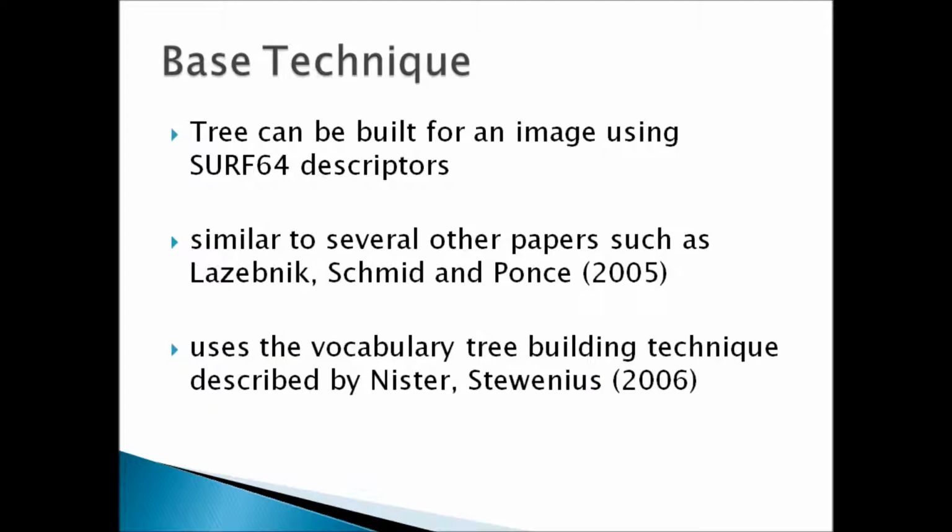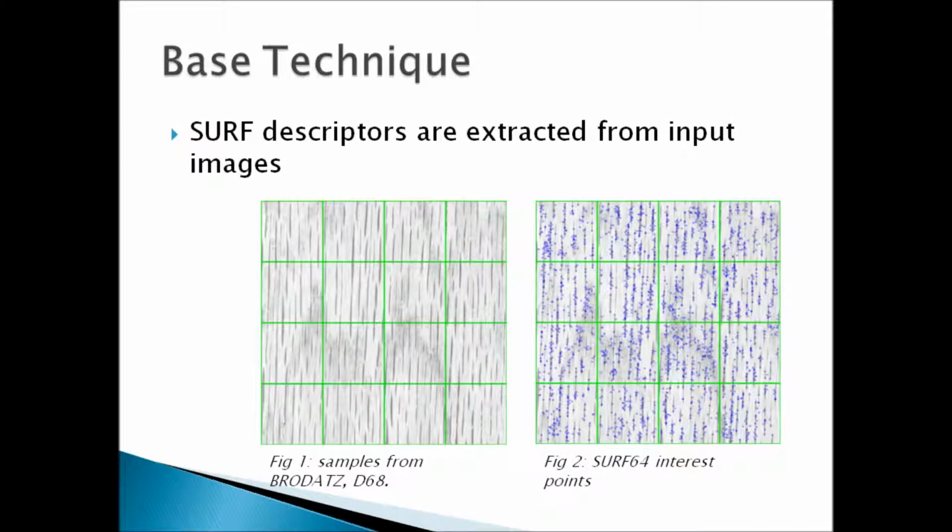Several papers build trees for classification. There's sparse texture representations using local affine regions, and scalable recognition with a vocabulary tree. These base techniques are used in many other papers. So this is what they all have in common.